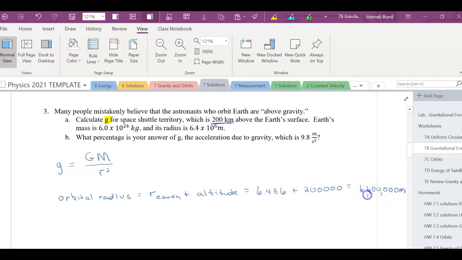meters. Okay, so over here, when we're calculating lowercase g, the acceleration due to gravity, it's going to be the universal gravitational constant times the mass of the Earth, the big mass, which is 6 times 10 to the 24th kilograms. The orbital radius is that 6,600,000, and that orbital radius has to be squared.